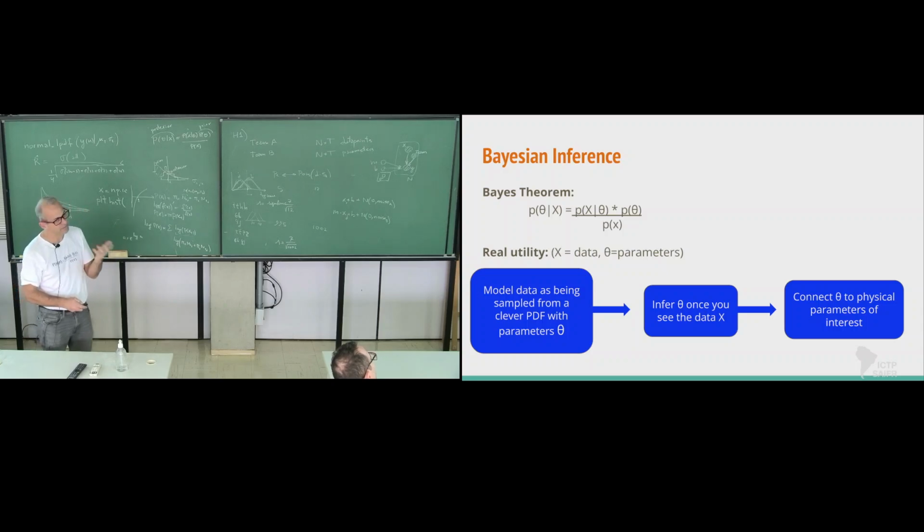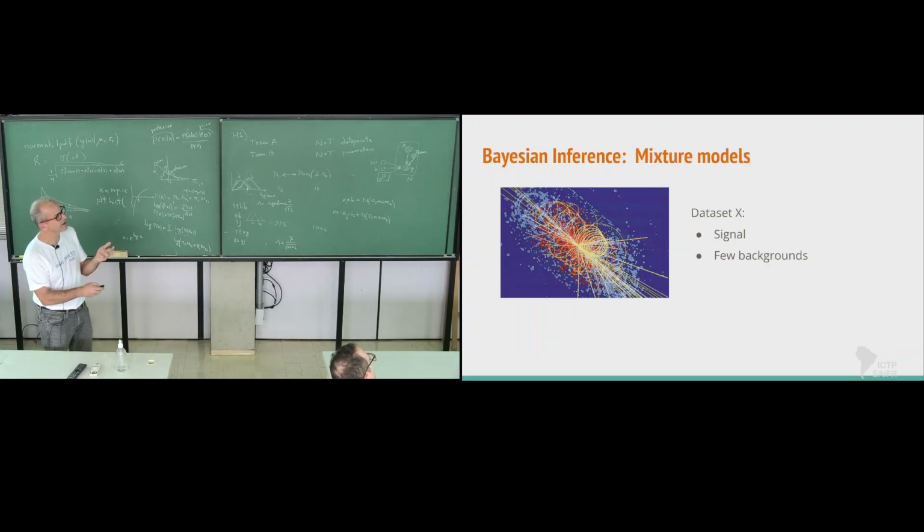In LHC, as in many cases in science, what you have is what statisticians call mixture models.